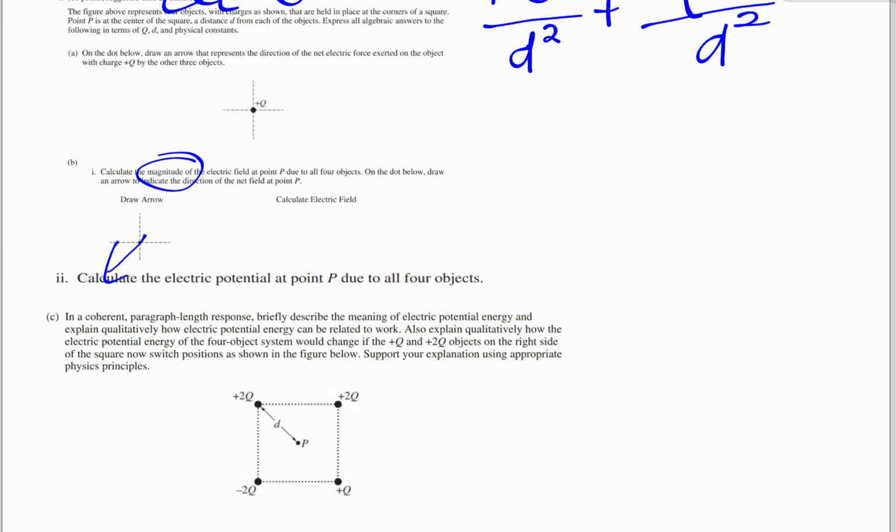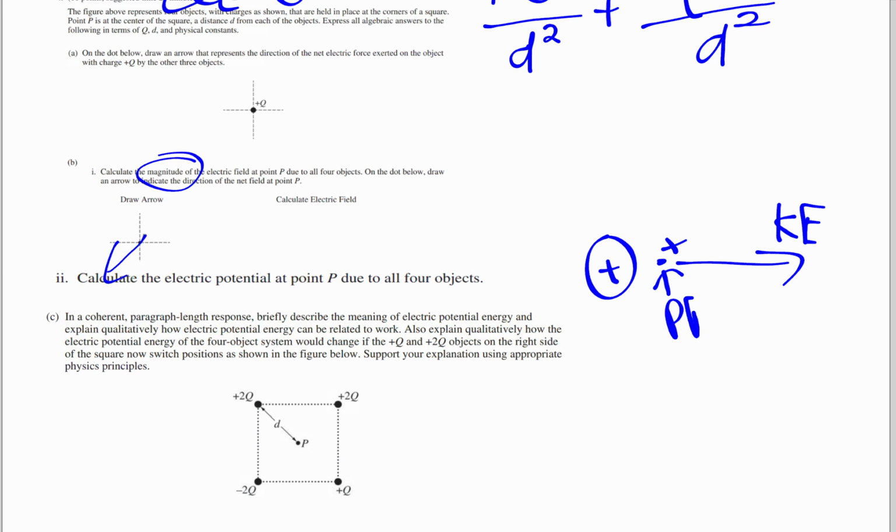All right, so briefly describe the meaning of electric potential energy. Electric potential energy is energy that's stored in the configuration of charged objects. So what that means is, if I have, let's say, just a positive object and I put a proton nearby, those guys are going to repel. Just by holding them near each other, this proton has potential energy. And if I let it go, it flies off and we get kinetic energy. So it had potential right there. It's from the configuration of charged objects.